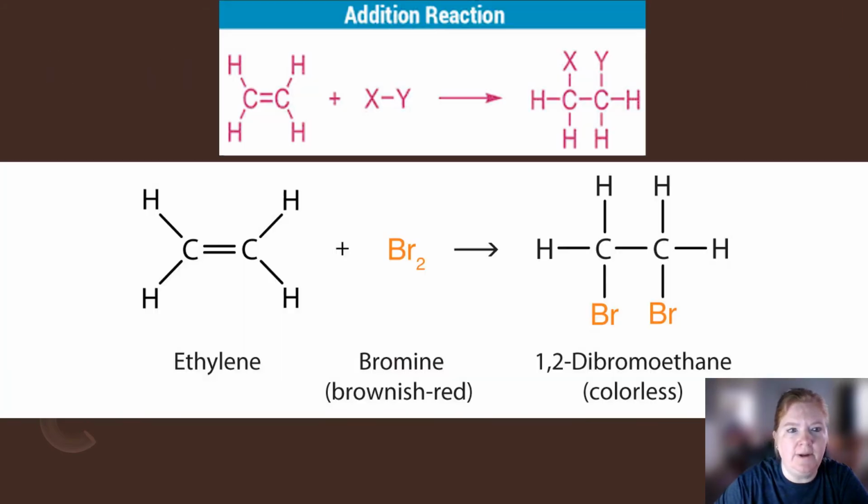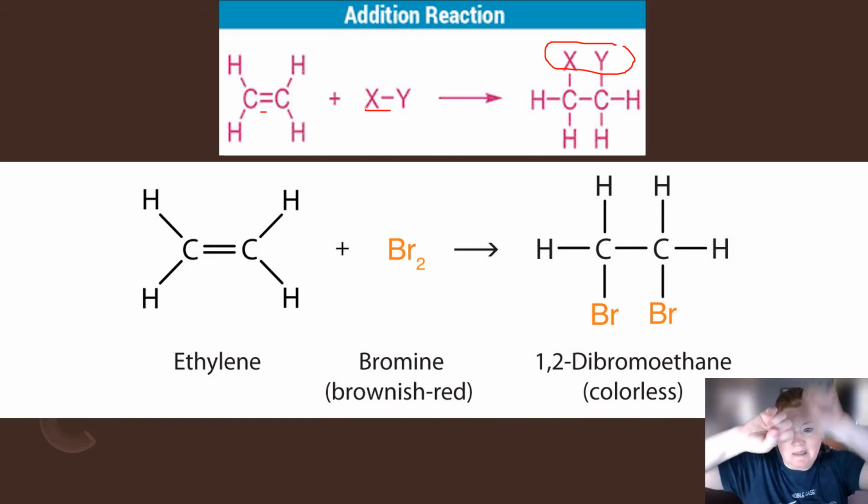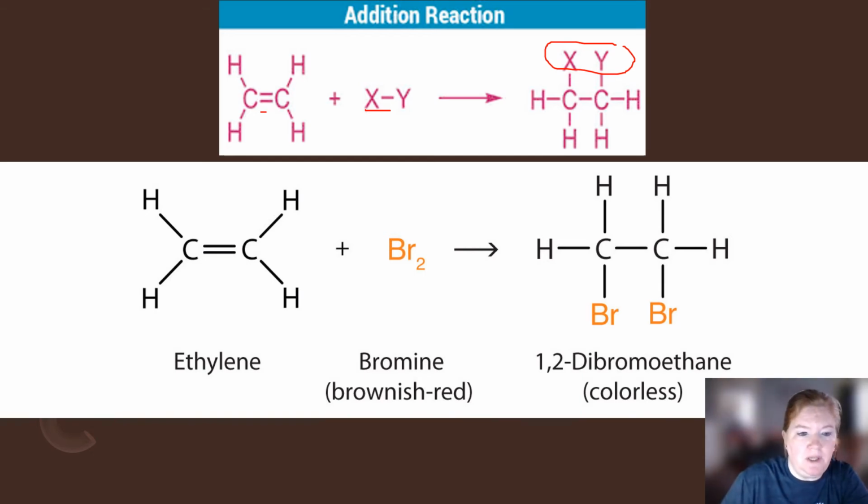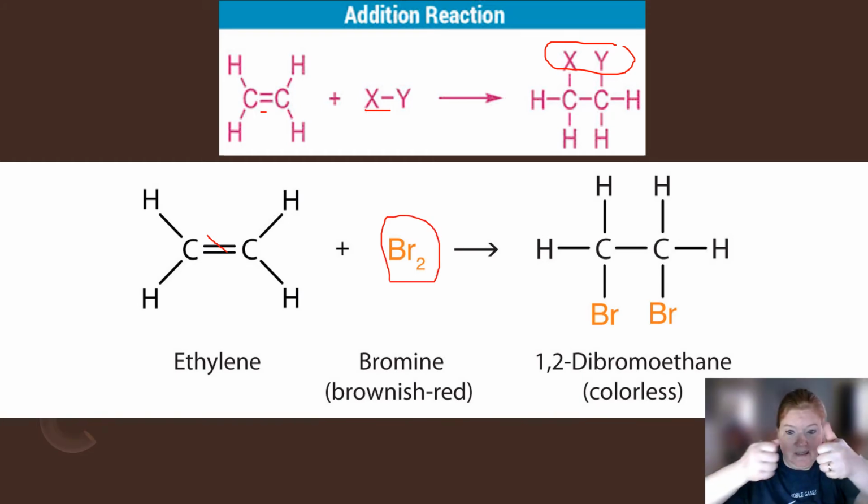So let's look. Here we have a double bond. What are we going to do? Break the double bond and then put what we had here in its place. Add them in. So here we have a double bond. We're going to break the double bond. What we have available is bromine, and then we're going to stick the bromines in the available locations. Addition.